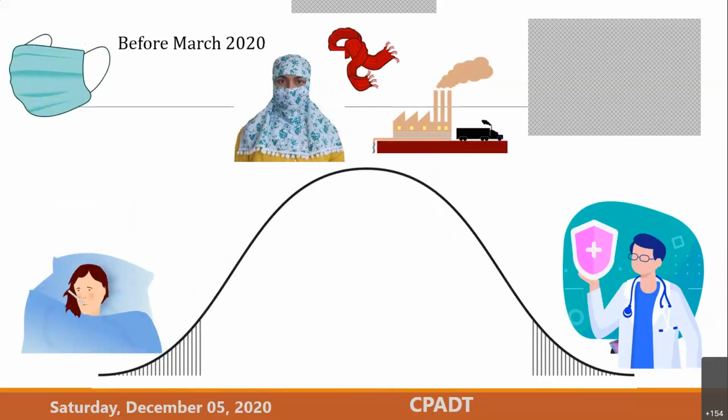Mask, for example. Before March 2020, few people, maybe to avoid pollution or for some other reasons, would very rarely wear a mask. And the extreme users, like somebody who is sick, might wear a mask. The lead users of masks were the doctors, anesthetists, and surgeons. They were the lead users for your mask. This is all before March 2020.